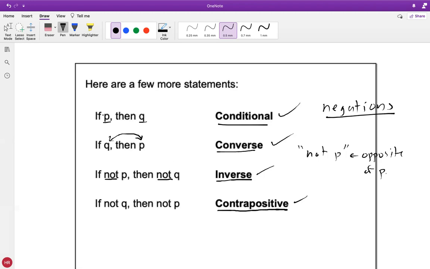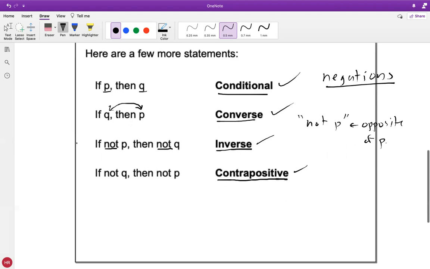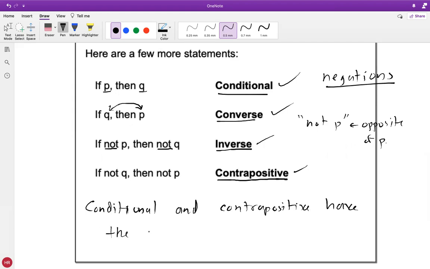And if the original statement is false, then the contrapositive is also false. We would say that the conditional and the contrapositive have the same truth value. Meaning if one's false, the other's false. If one's true, then the other is true. And that can be useful when we're trying to prove statements true or false. Truth value. Sometimes it's called a Boolean value, but we'll call it a truth value.